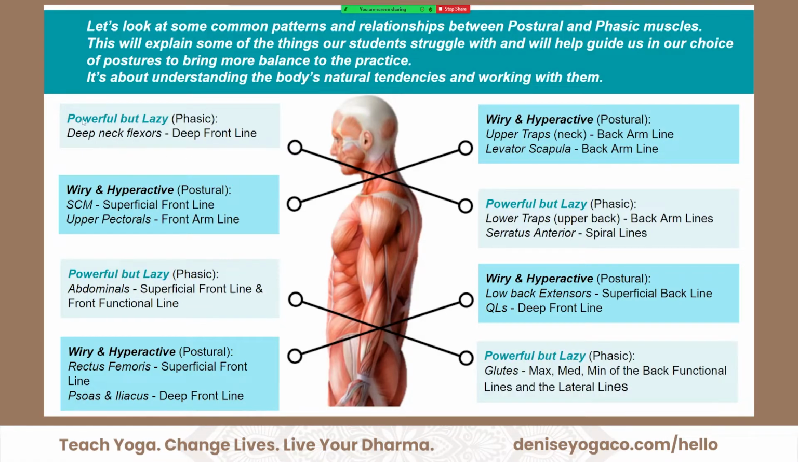So I've got phasic and postural here. And you can think of it this way too: powerful, but lazy. You probably know people like that, right? Really powerful, but they prefer to lie around, and they're quite willing to get going, but just as happy sitting down. So that's your phasic muscles. They're powerful, but they're not going to go to work unless you specifically ask them. So we just have to make sure that we give them a reason to turn on in the practice.